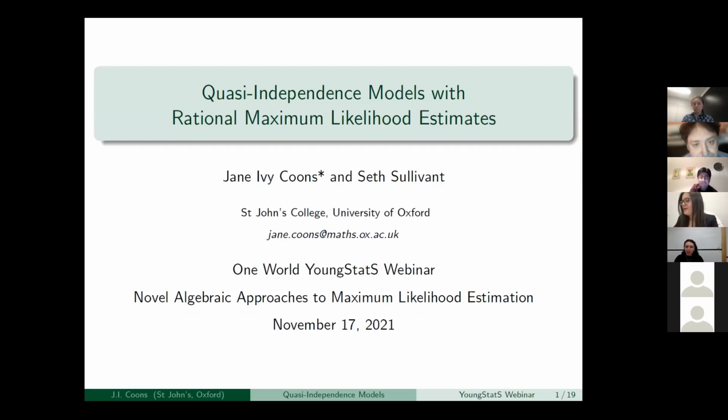So today I'll be talking about a type of statistical model called quasi-independence models, and when they have rational maximum likelihood estimates. This is a project that I worked on with my PhD supervisor, Seth Sullivan.